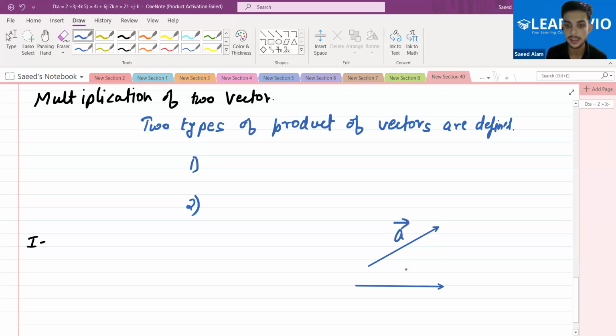So if this is a vector A and this is a vector B, and two vectors are given to us and we need to define the product of the two vectors, the two products are as follows. One of them is said to be the dot product. And another one is said to be the cross product.